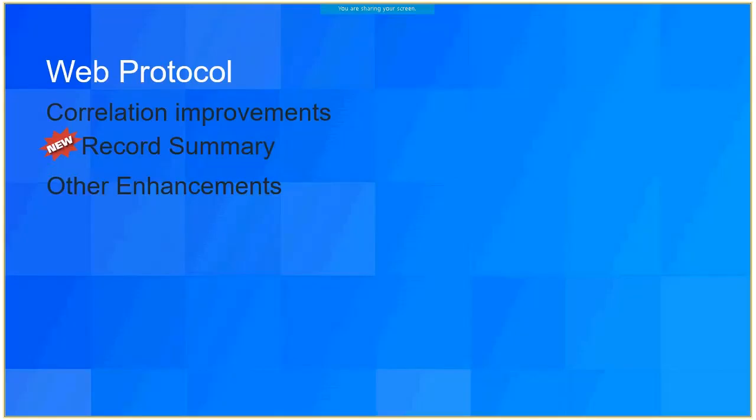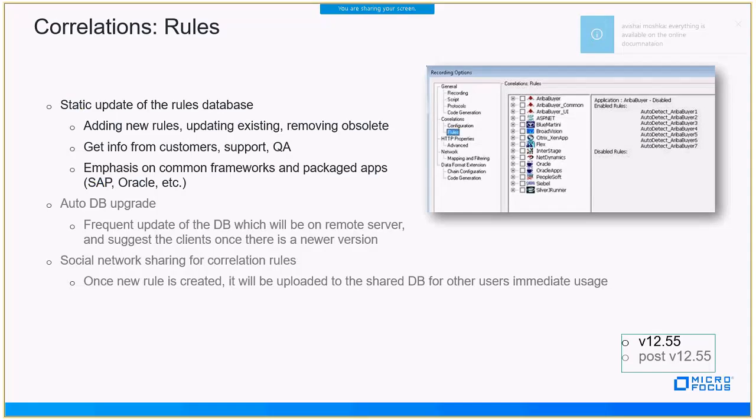Thank you, Vicky. So now let's dive into the features and see firsthand what we've been up to, starting with the improvements in web protocol. As you all know, and we know it too, the most challenging part in web scripting is the correlation. We are constantly working on improving this, and 1255 is no exception.